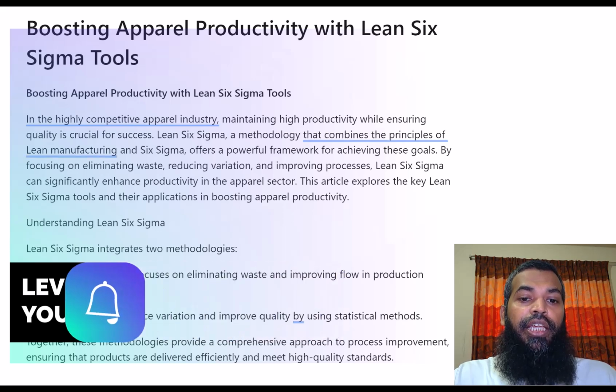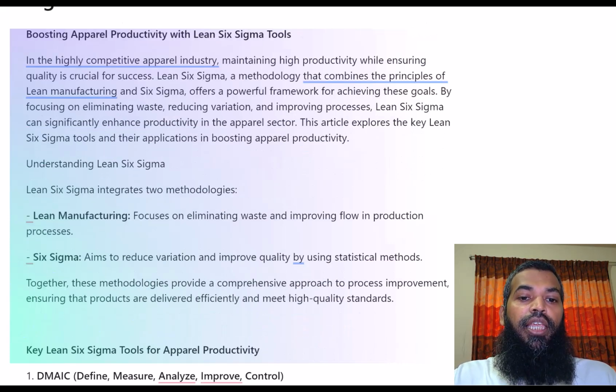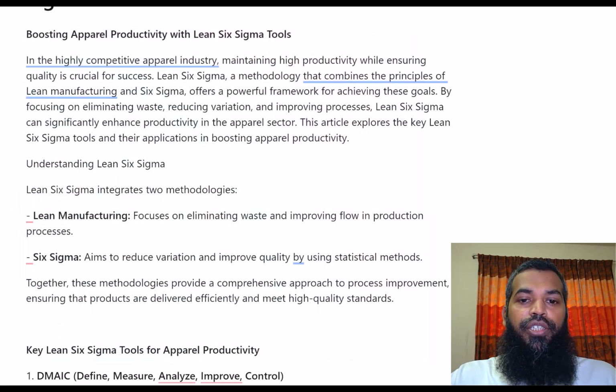So Lean Six Sigma integrates two methodologies, lean manufacturing and Six Sigma. Lean manufacturing focuses on eliminating waste and improving flow in production processes, whereas Six Sigma aims to reduce variation and improve quality by using statistical methods. Together, these methodologies provide a comprehensive approach to process improvement, ensuring that products are delivered efficiently and meet high quality standards.